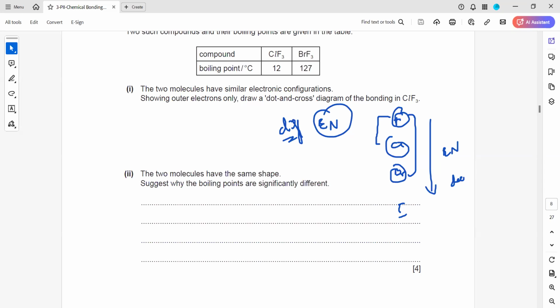So there will be a stronger permanent dipole between bromine and fluorine as compared to fluorine and chlorine. And the other 2 marks are for mentioning that they have dipole-induced dipole forces which increase as the number of electrons increases. Bromine has more electrons than chlorine, so as a result, it will have a stronger dipole-induced dipole force as well. So both forces are stronger in fluorine-bromine as compared to fluorine-chlorine. That's why it will have a high boiling point.